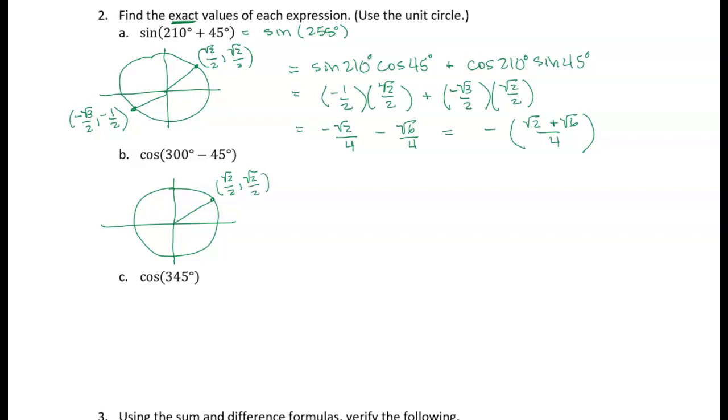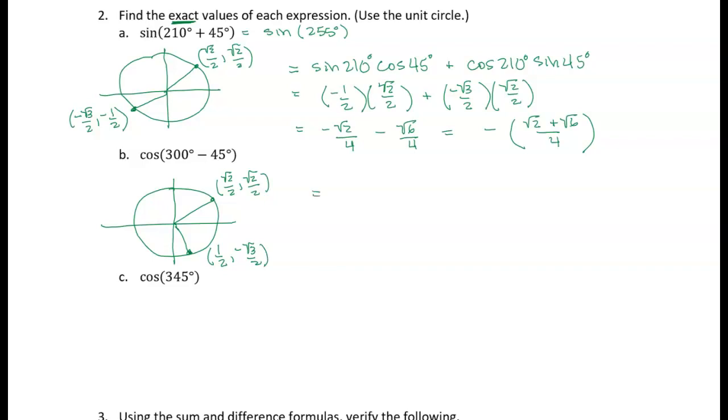And we have 300 degrees. Now, 300 degrees is 60 degrees shy of 360. So the reference angle is 60 degrees, and it's down here in the 4th quadrant. Coordinates in the 4th quadrant, the x is positive and the y is negative. So you can see that the cosine value is positive 1/2, and the sine value is negative square root 3 over 2.